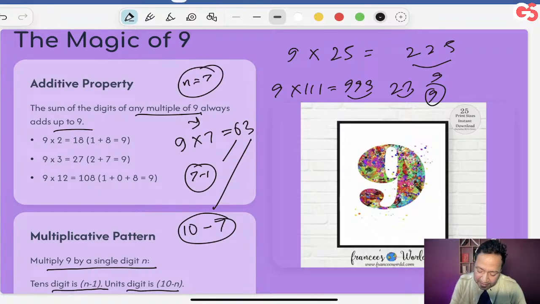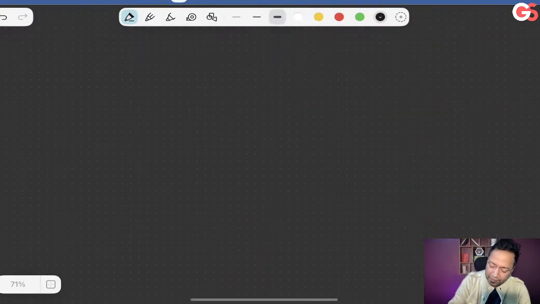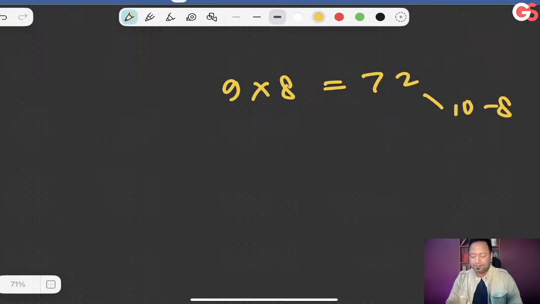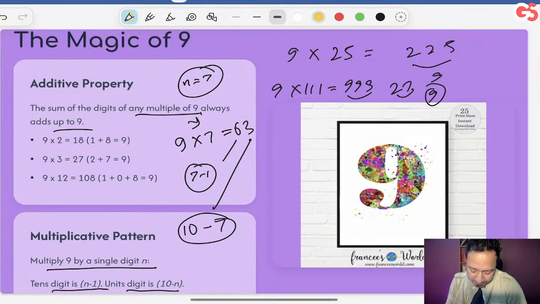Tens place is 1 less than 7, we got 6. And the units place is 7 less than 10, we got 3. Isn't this beautiful? You can check it for any number. Let's say I check it for 9 into 8. I got 72. What is this? 10 minus 8. Yeah, it is happening, isn't it?